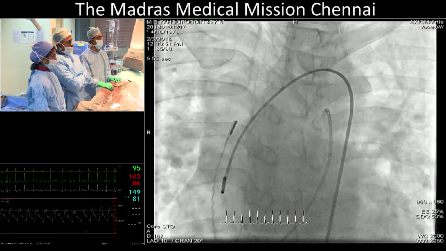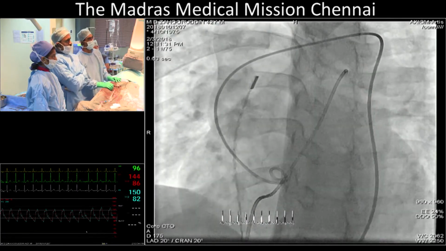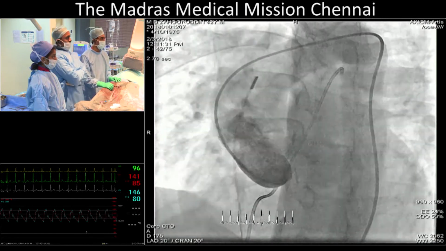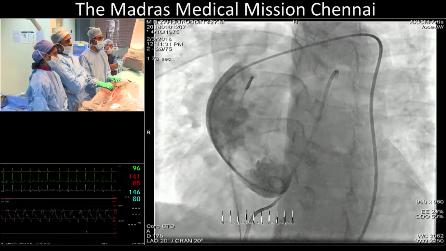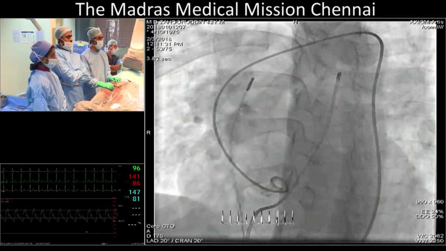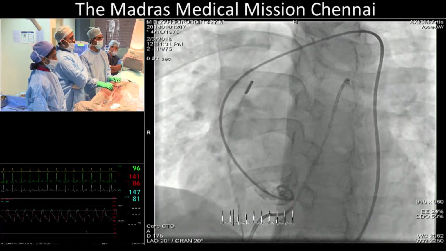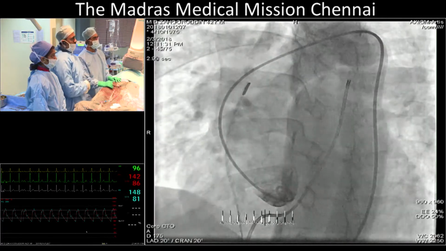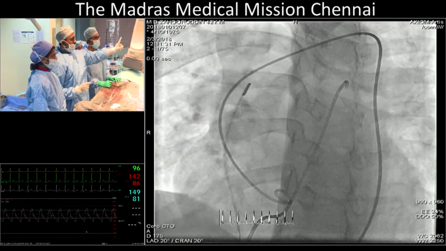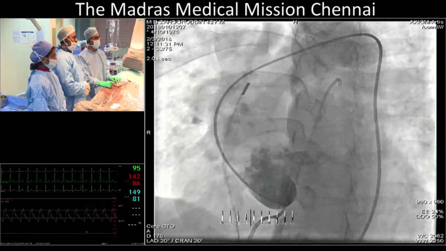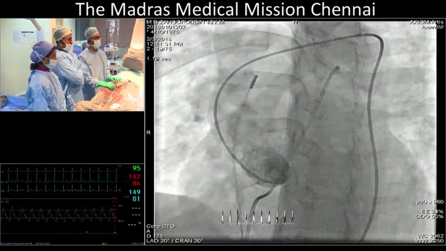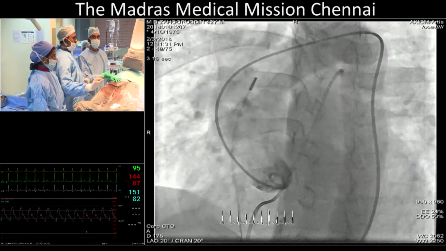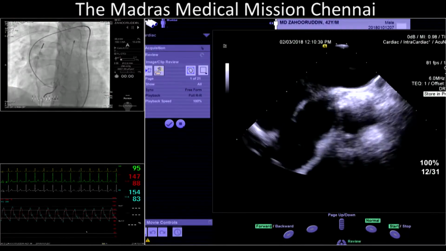Next picture. If we change the angulation to a marginal LAO, we are able to appreciate the pulmonary artery filling, but it is not a good picture. So we are going to be doing this entirely on intracardiac echo. Show the intracardiac echo. Echo picture, first one. Echo live. Show the echo big.